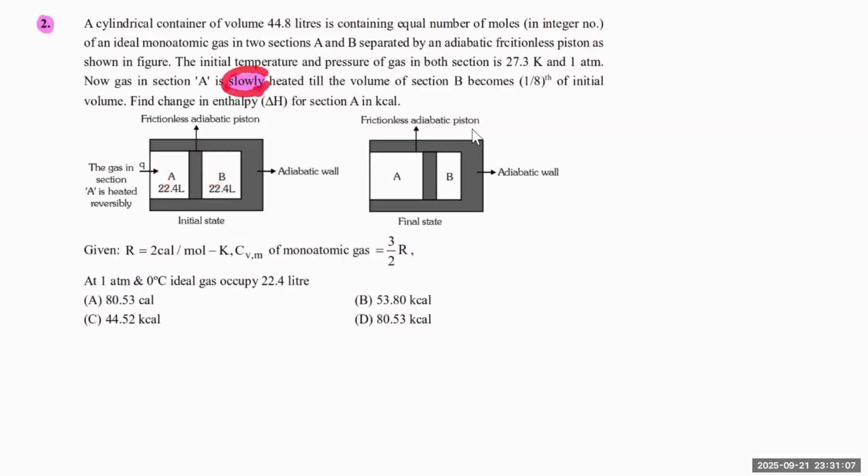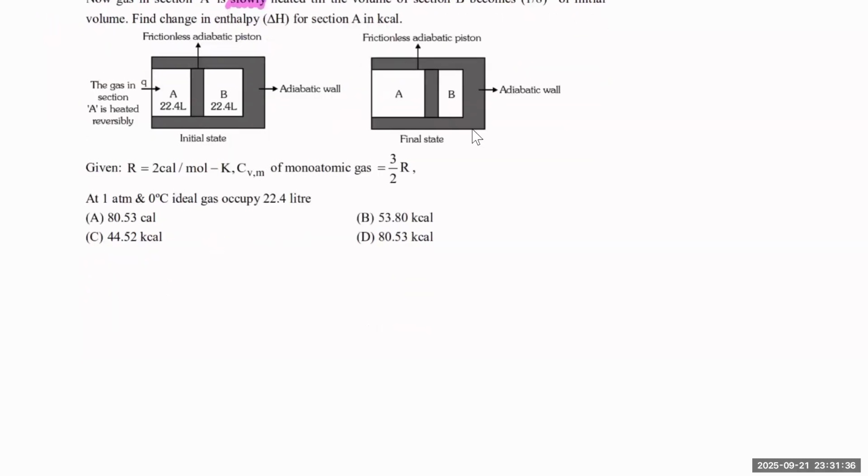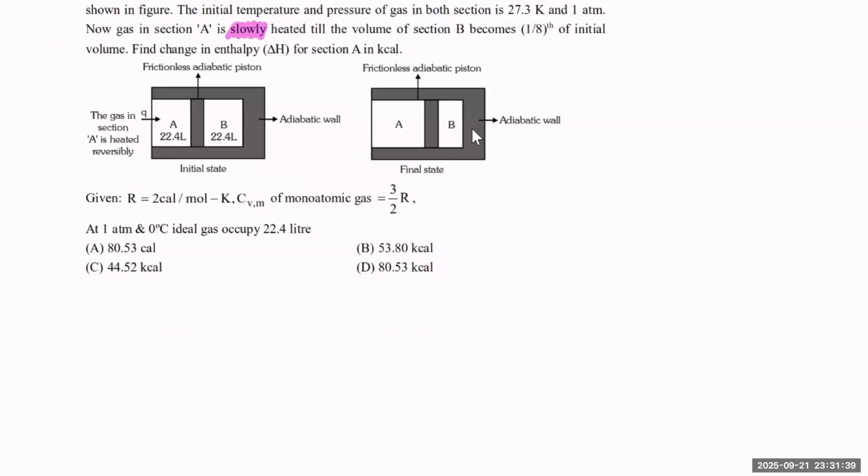Now the gas A is slowly heated until the volume of the section B becomes 1/8 of its initial volume. So here this volume got reduced to 1/8 here. Okay, because gas will start expanding in A. Find the change in enthalpy of section A. This is the question asked. Okay, both side there is monoatomic gas and so we need to find out the enthalpy for A.